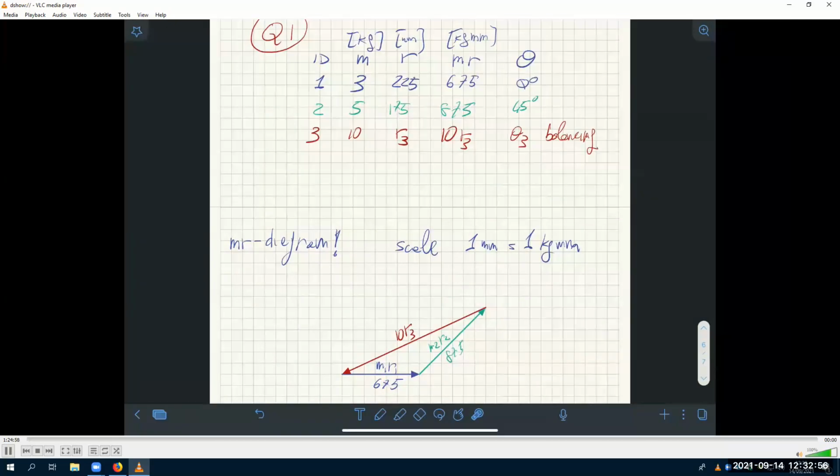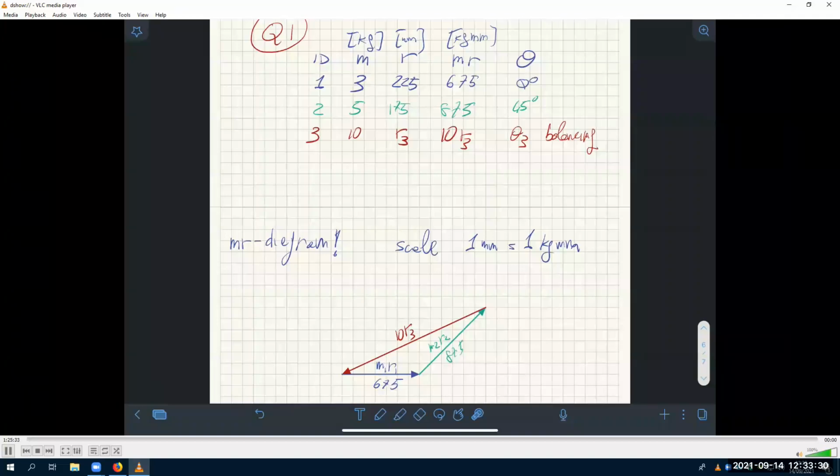Now that you have this, you can measure it. If you've drawn everything to scale correctly, you can just take your ruler, place it on top of it, and measure how many millimeters this line is, and look at your scale factor. How many kilogram millimeters is the MR of that force? Okay, that's it. Yes.